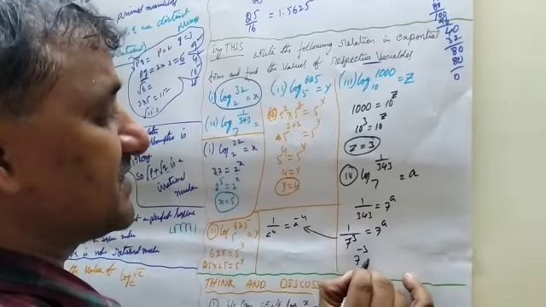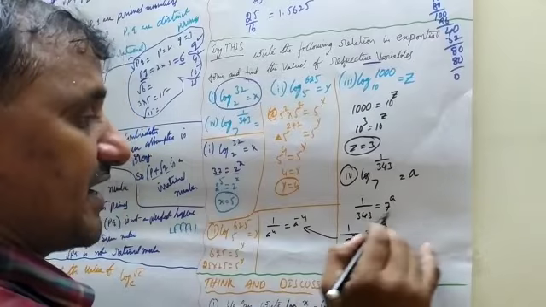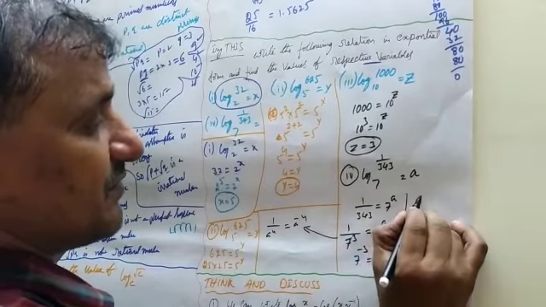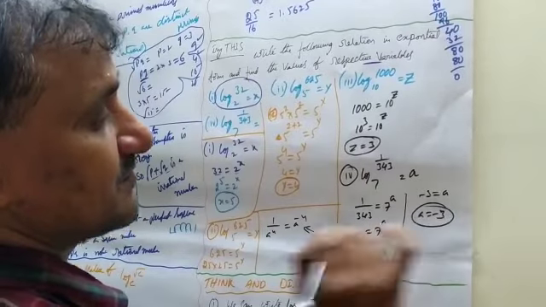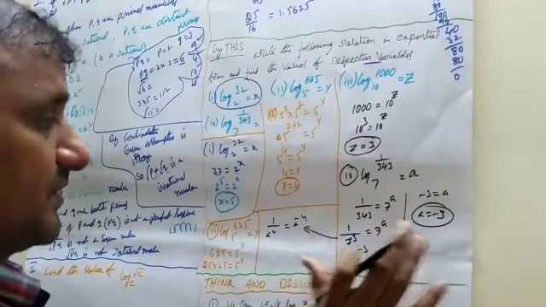Therefore 7 power minus 3 is equal to 7 power a. Again the bases are equal, so the powers are equal, therefore minus 3 is equal to a. Therefore a is equal to minus 3.